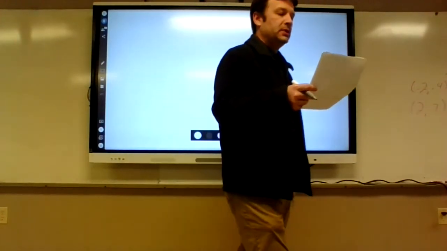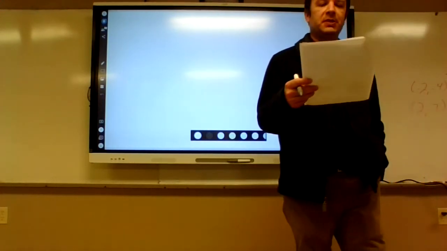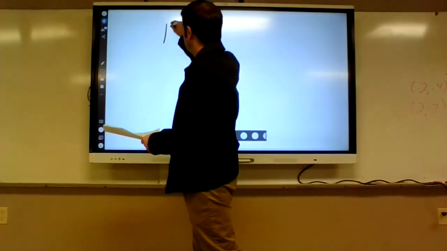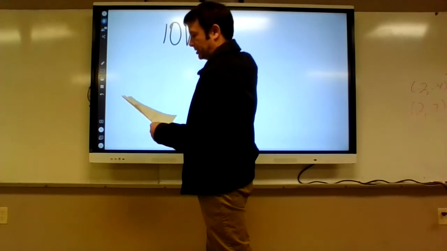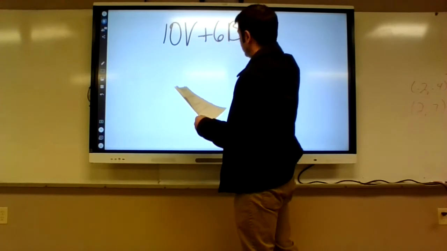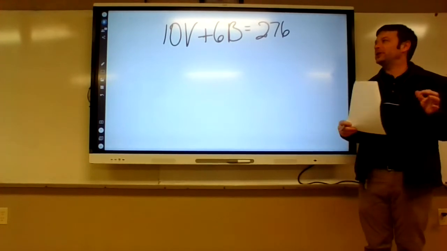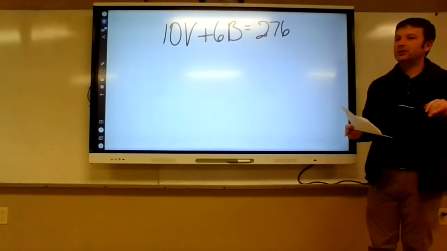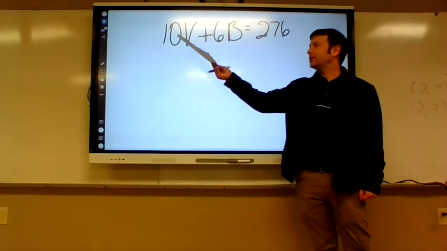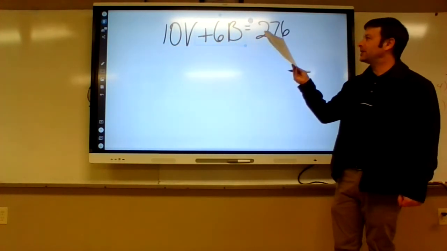Alright, so it says high school A rented and filled 10 vans and 6 buses with 276 students. You guys remember what we wrote for those? 10V plus 6B, 10 vans plus 6 buses equals the total number of students. Okay, now here's a tricky question. What does V actually stand for? Van. Not quite. How many students the van can hold? Right. The number of students in a van plus 6 times the number of students each bus holds. That'll give us the total number of students.